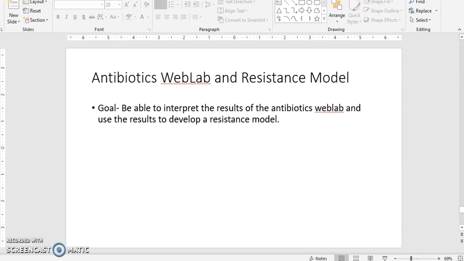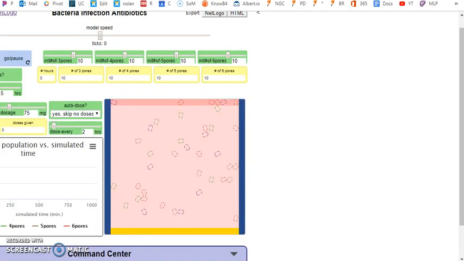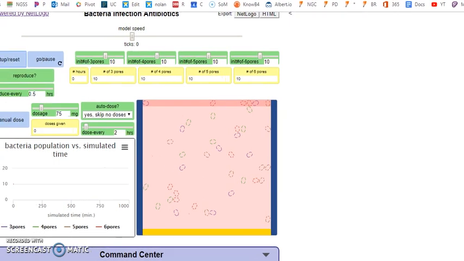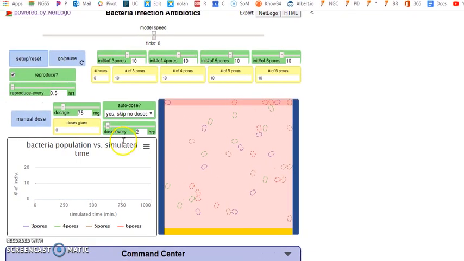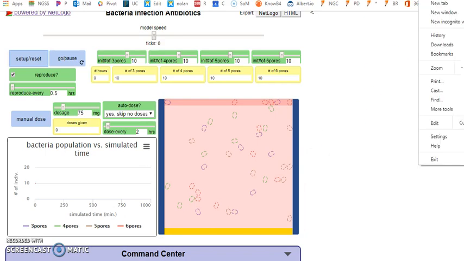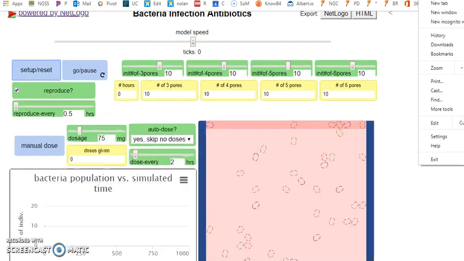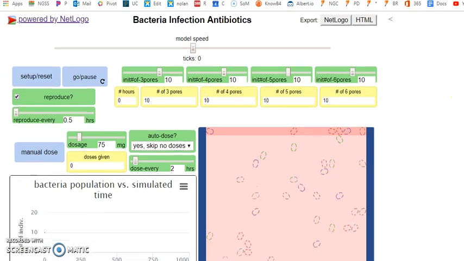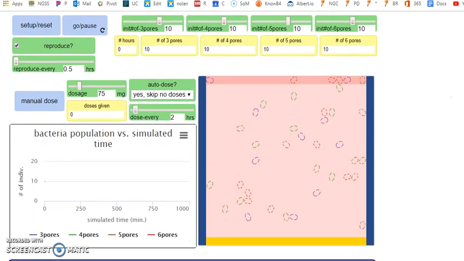Our goal here is to be able to interpret the results of the antibiotics web lab and to use the results to develop a resistance model. So here's what I'm talking about. This is the web lab. You should recognize this and see what it was that we did, and I can zoom in a little so it's easier to see. Our goal is to use this lab to explain how our model works.